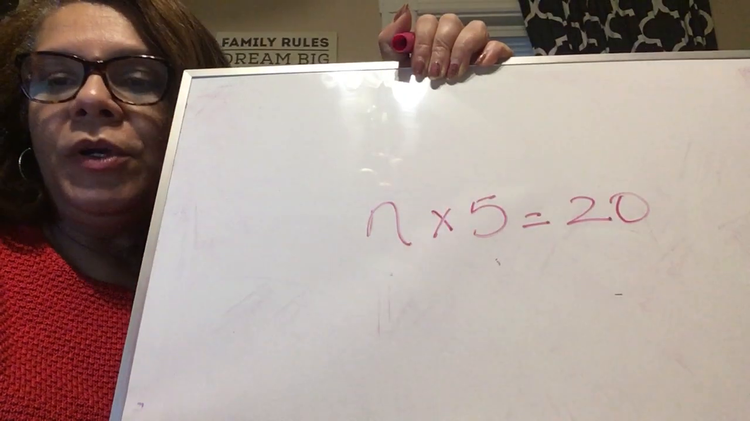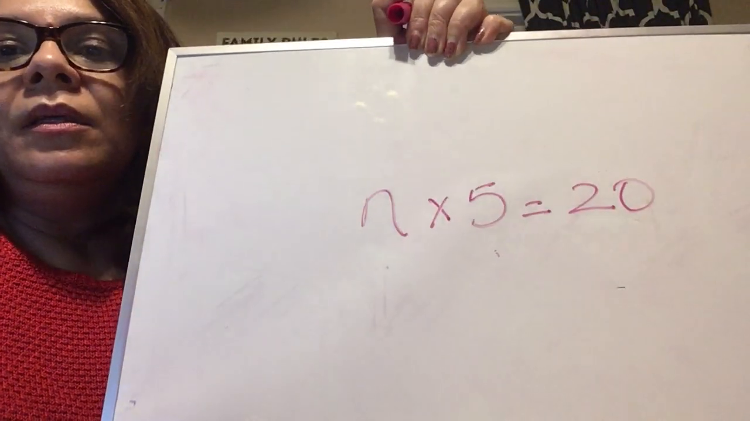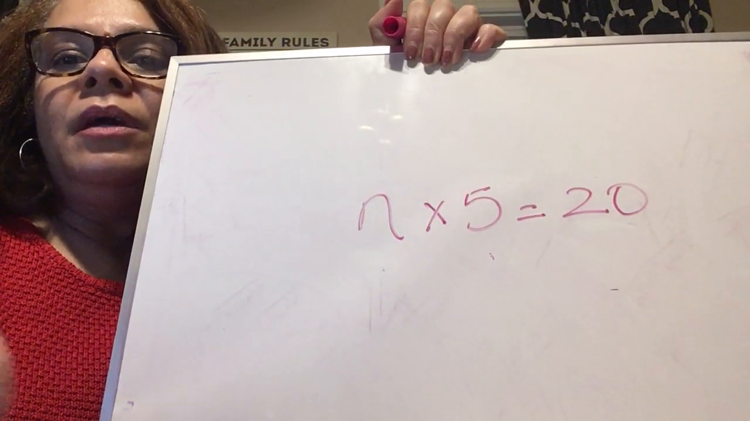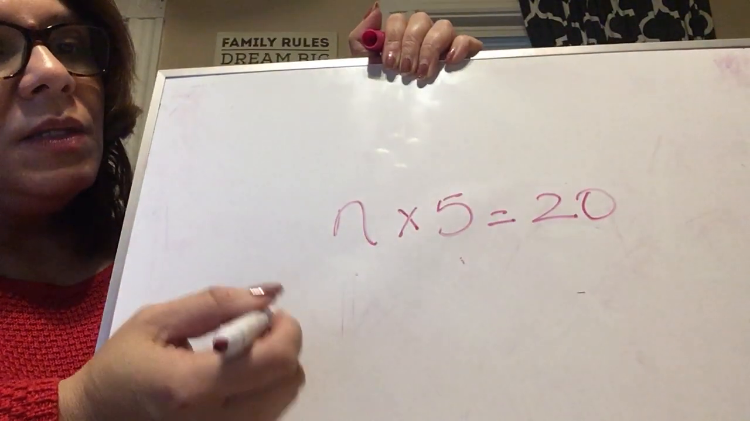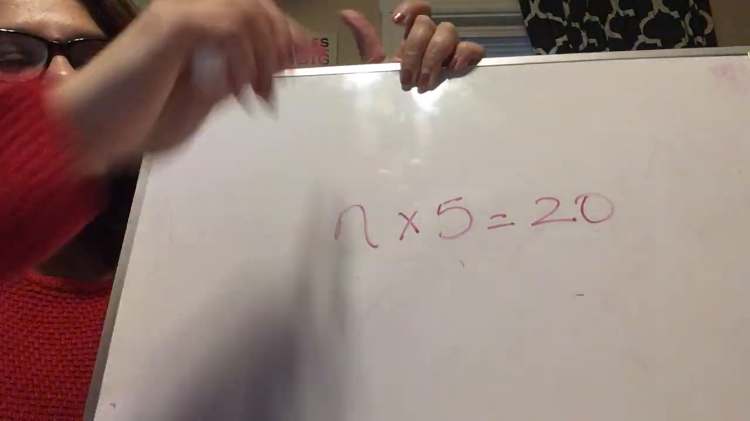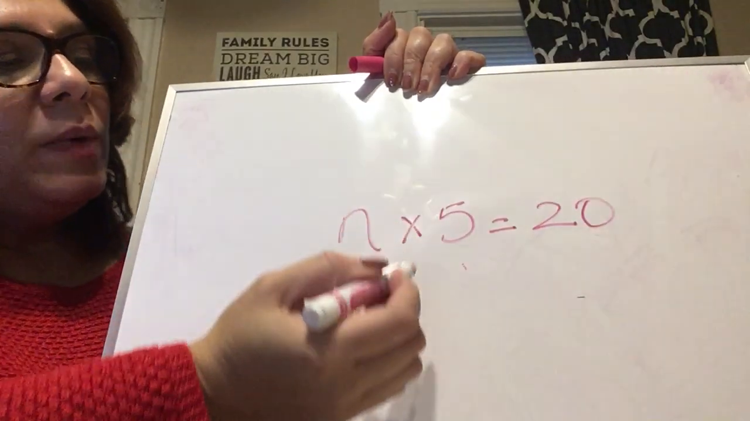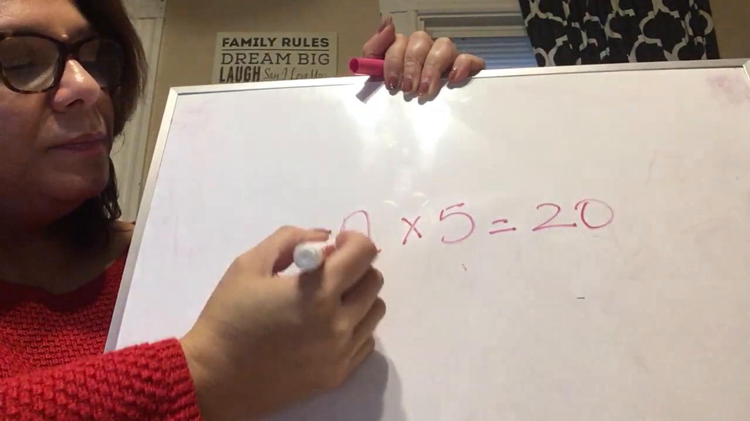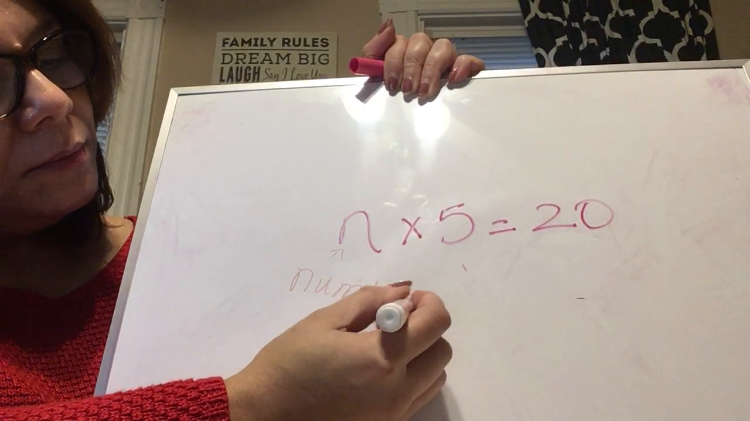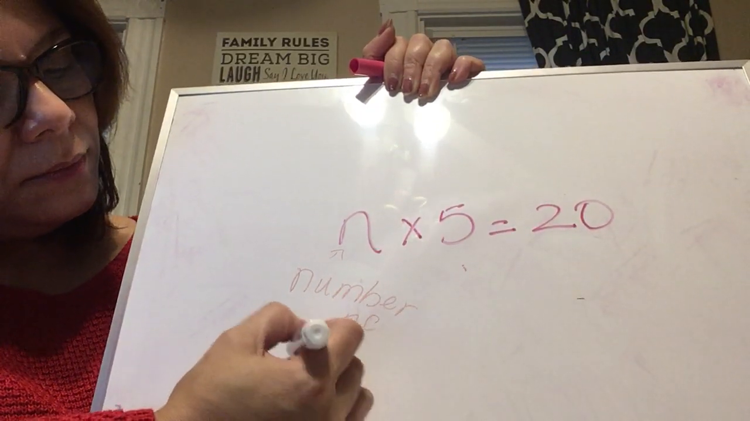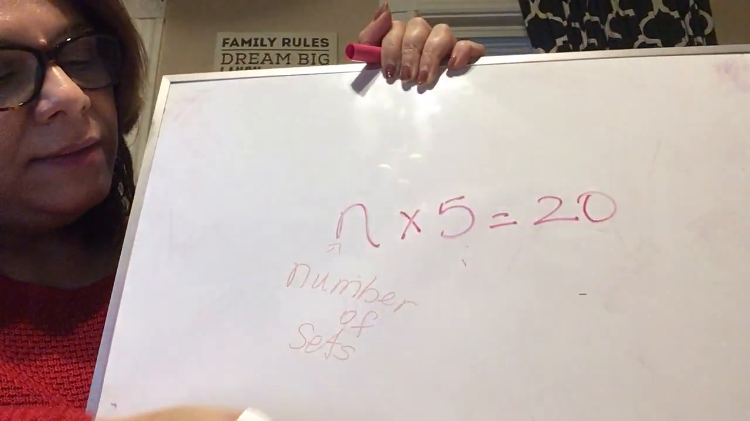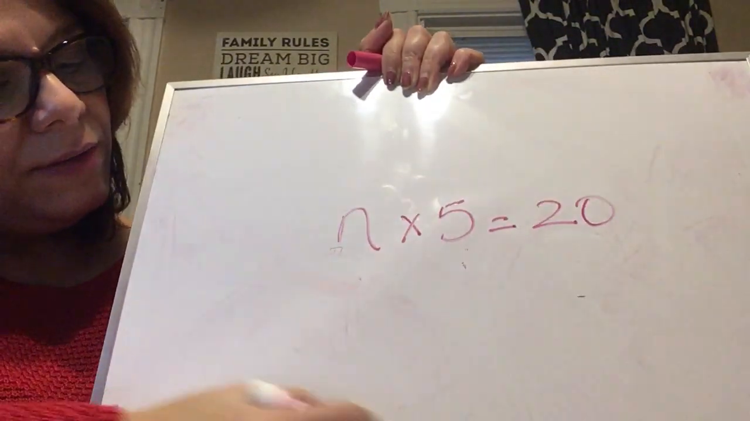I think I need another marker. But we'll see. Hold on. Let me see if I'm able to... No. All right. We'll figure it out. This one just dried up. Okay. I wonder if using this one will be too terrible. We'll see. Anyway, so these are the number of sets. And this is the number per set, okay? And the erase is good.